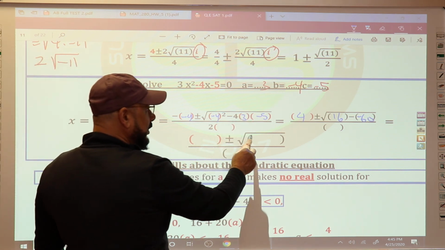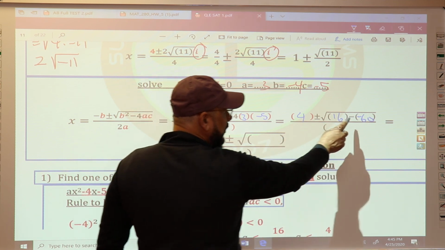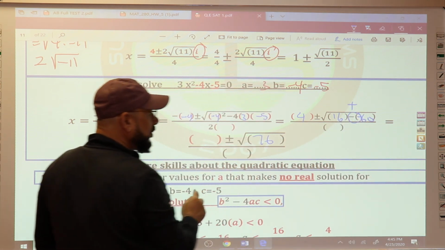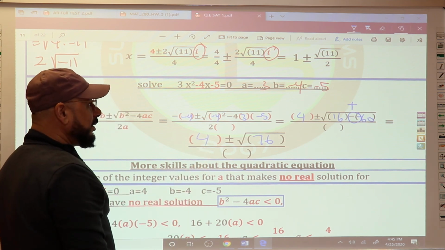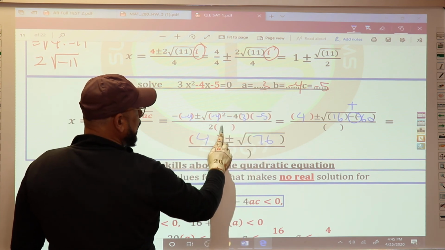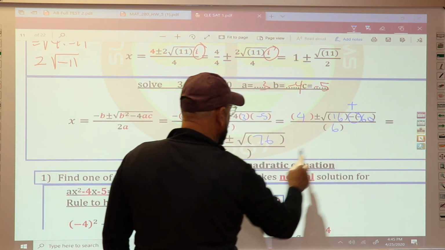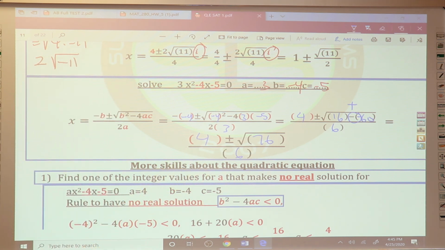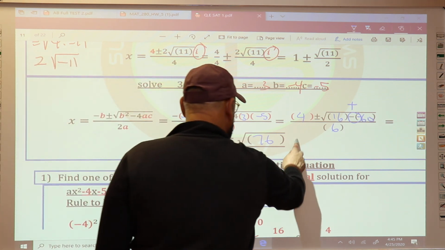16 plus 60, this is plus, gives 76, and this 4. And 2 times a, with a equal to 3, gives 6 in the denominator. Then 4 plus or minus the square root of 76, over 6. This is a good answer, okay?